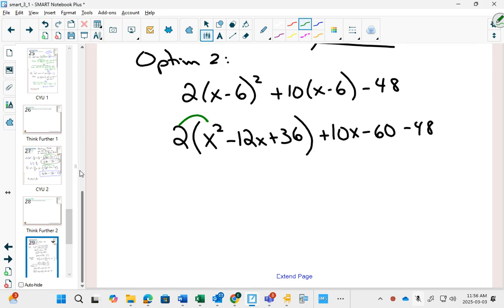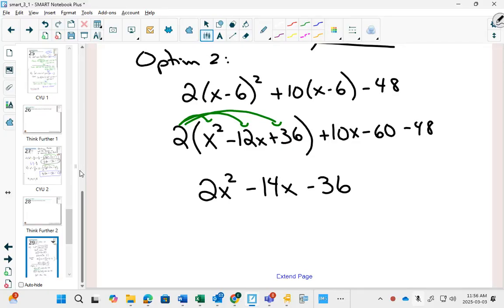This 2 would need to get distributed as well. That will give me 2x squared. I'm going to have a minus 24x and then a plus 10x will give me minus 14x. And I'm going to have 72 minus 60, gives me 12, minus 48, negative 36. This has a common factor of 2.